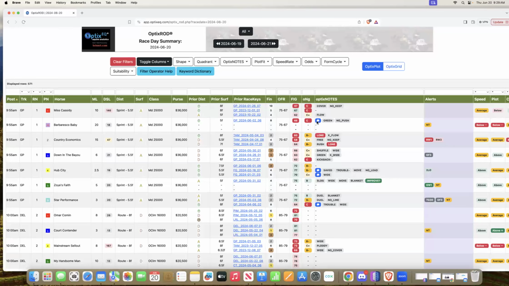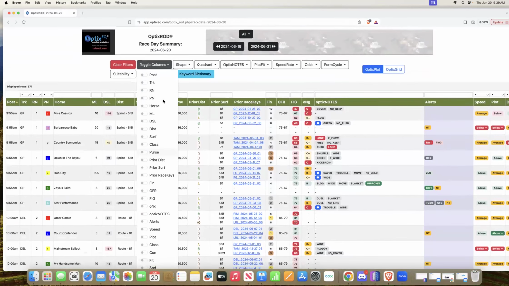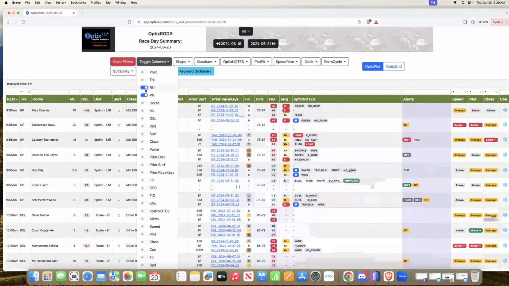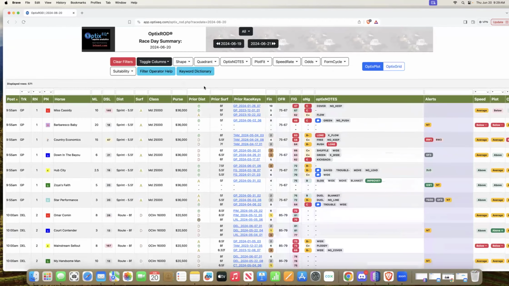The first thing I want to do is let you notice that we have the toggle columns up here. If you don't like a particular column and it's just too busy for you, you want to take some of them out, you can just do this. And then it'll stay until you reverse it. So it will stay to the next race or until you want to reverse it. And if you just click out, it makes it disappear. Simple as that.